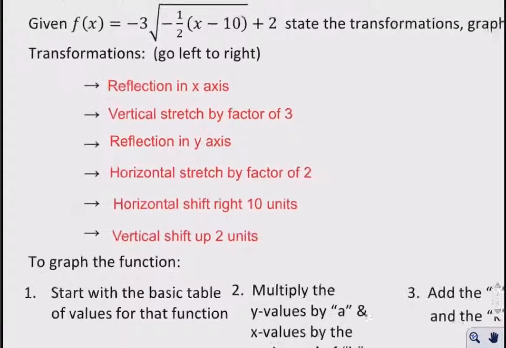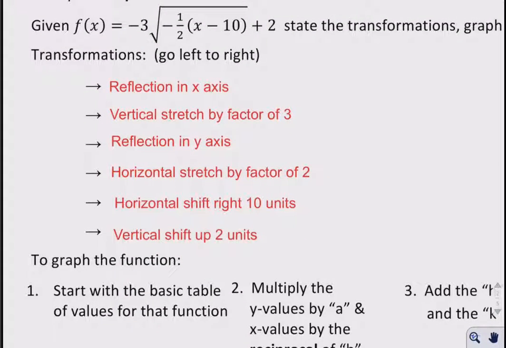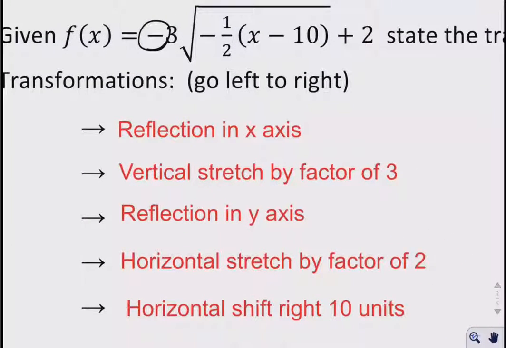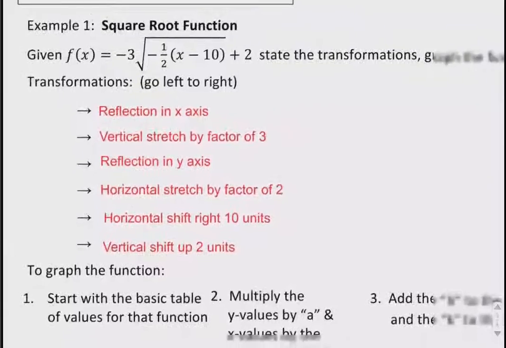Okay, the ones to probably make most note of are here: we have a reflection in the x-axis, so that's the negative in front of the 3. As well, the reflection in the y-axis, that's this negative in front of here. So our square root function is going to be reflected twice. And we want to see what kind of effect that has on our graph.